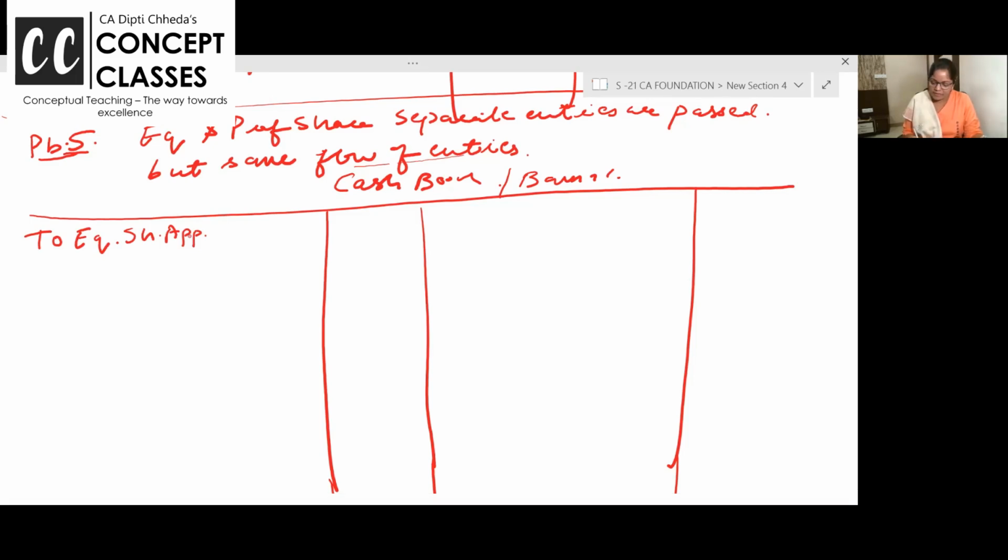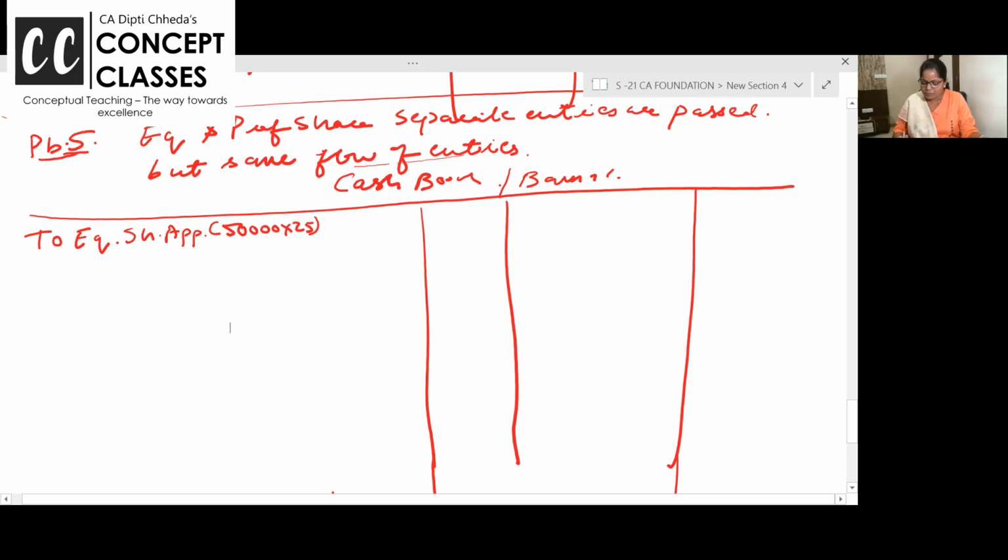How many? 50,000 into 25. This side only we should make a little bit big. मैं और बड़ा बना दे रही हूँ तो आपको स्क्रीन में लिखने पे डाउट नहीं है. Particulars amount. Equity share application. 50,000 into 25. How much is it coming? 12,50,000. So, entries which are recorded in the cash book, we will not write the journal entry.